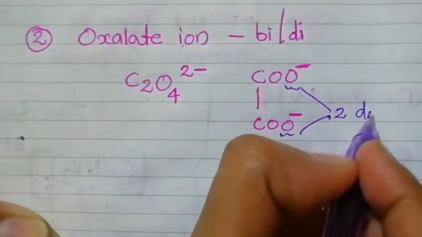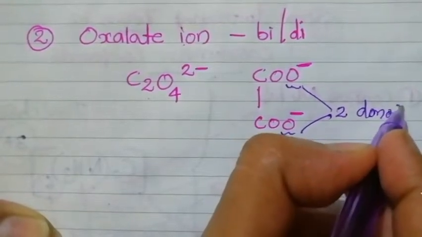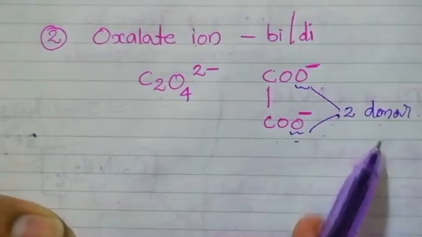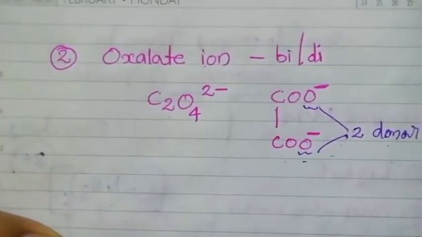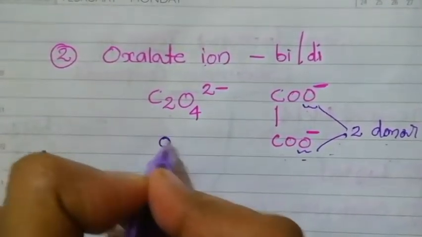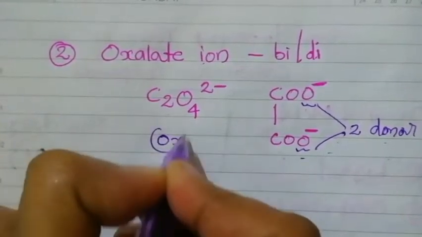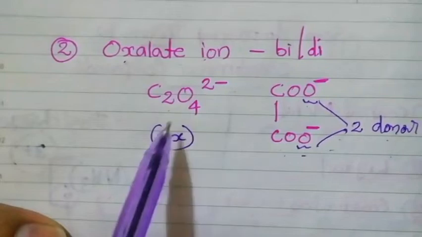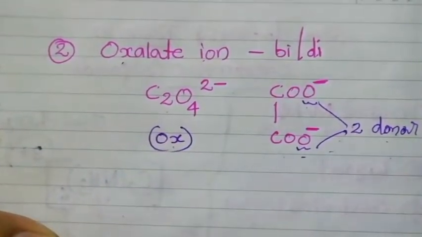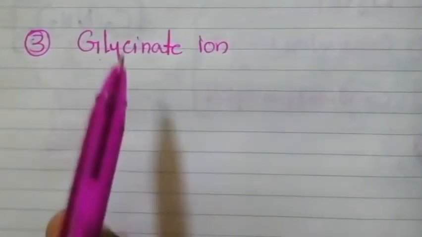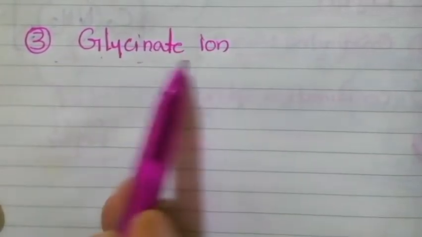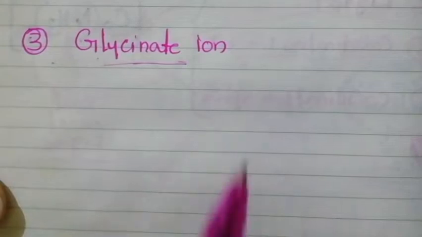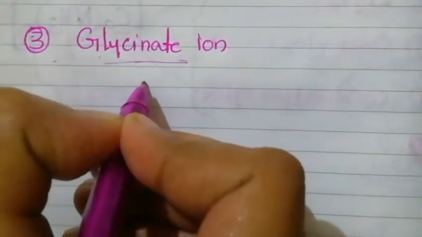Each oxygen donates one pair of electrons, so totally two pairs of electrons, and that's why oxalate ion is a bidentate ligand. In coordination chemistry, oxalate ion is represented as ox. Sometimes C2O4 is also used, but in most cases we observe ox. Next one is glycinate ion, another bidentate ligand.